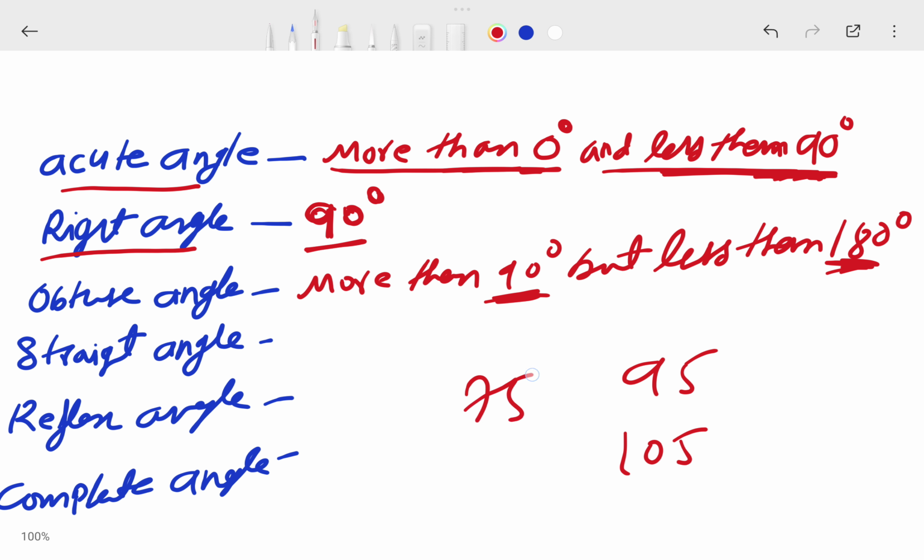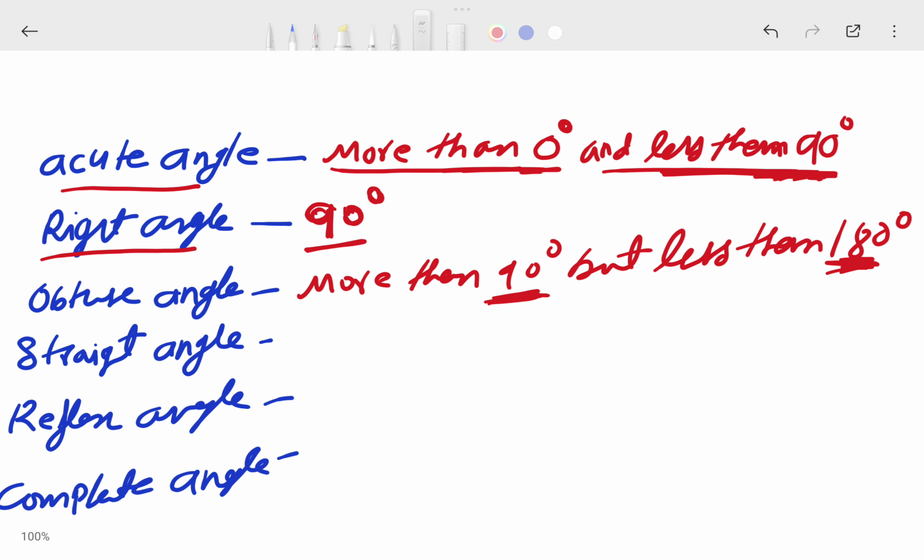Like 75 is not an obtuse angle, because an obtuse angle is more than 90 degrees and less than 180 degrees. 75 is less than 90 degrees, which means that this is an acute angle. Okay? So I hope you understand this one.